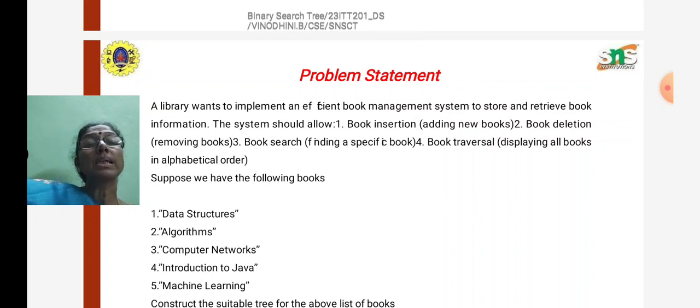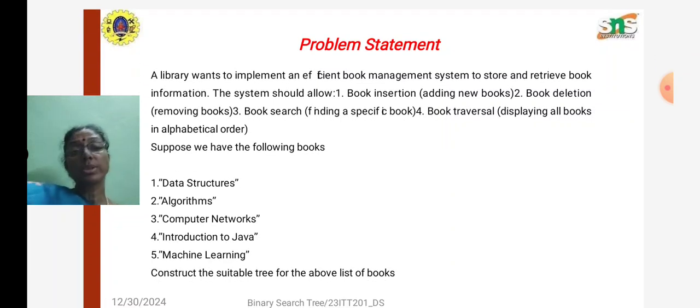So these are the constraints we have to follow. Suppose we have the following books: data structures, algorithms, computer networks, introduction to Java, machine learning. Construct the suitable tree for the above list of books. So you have to construct the tree for the above books. This is the problem statement.